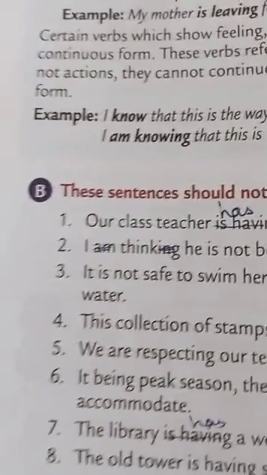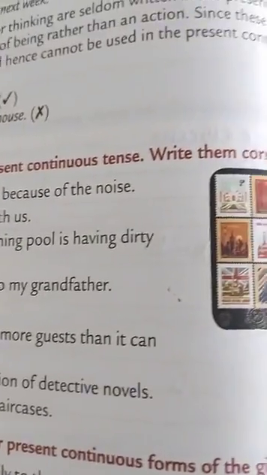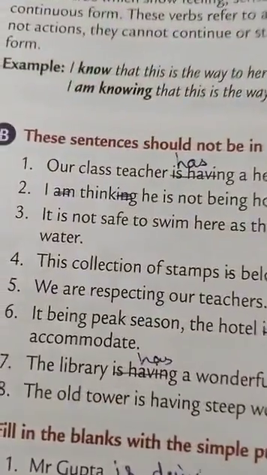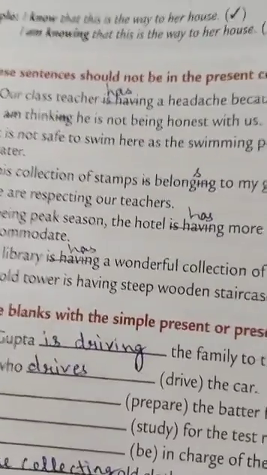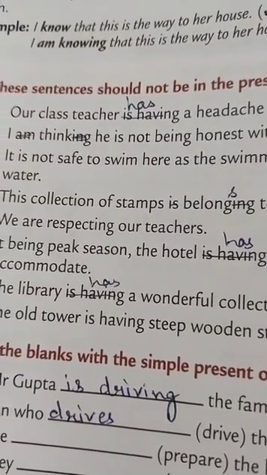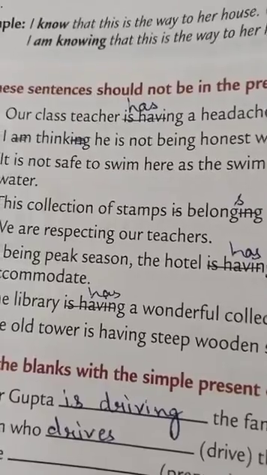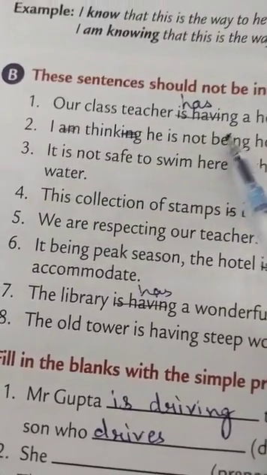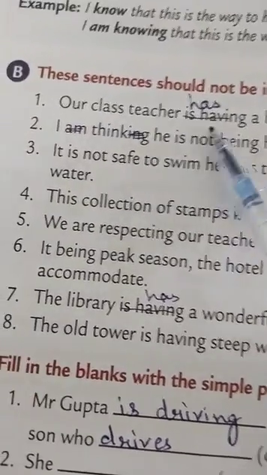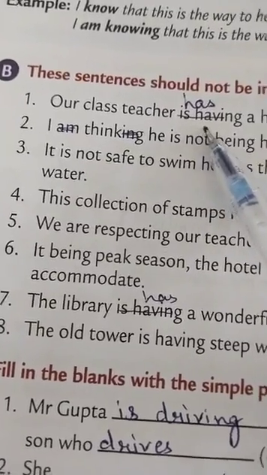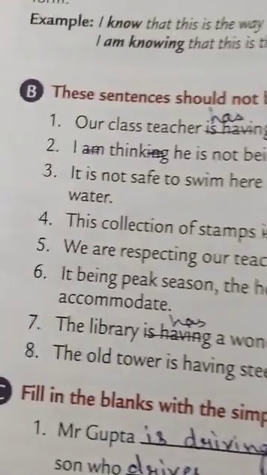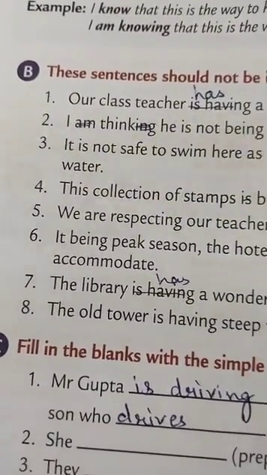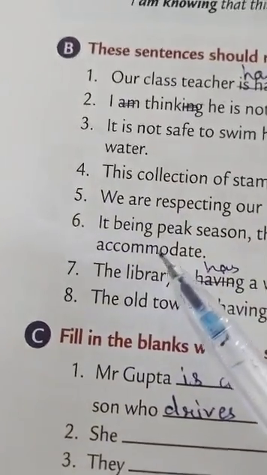Okay, now see question number B, children. These sentences should not be in the present continuous tense. Write them correctly. There are some sentences given in this question, and they should not be in present continuous tense. Rather, they should be in some other tense, and we have to correct them. See the first one. Our class teacher is having a headache because of noise. So it is wrong here. Verb should not be in present continuous tense. So we will use our class teacher has a headache because of noise. Okay. See another one.